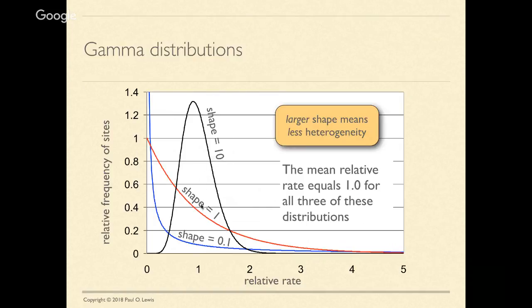If this continues getting sharper and sharper, eventually it's just sort of like a spike above 1, which means that all the sites are evolving at essentially the average rate. 1 represents the average rate, and all the sites will be evolving at that. As the shape comes down, you get more and more heterogeneity. So it's actually 1 over the shape parameter that is a better measure of heterogeneity than the shape parameter itself.